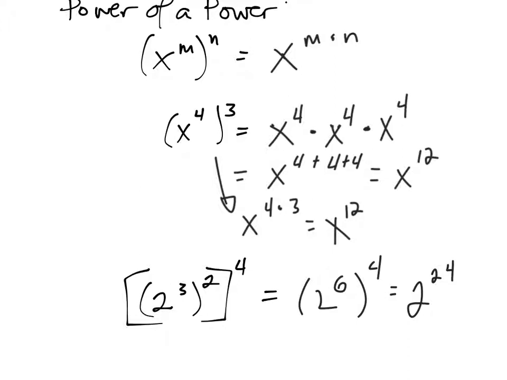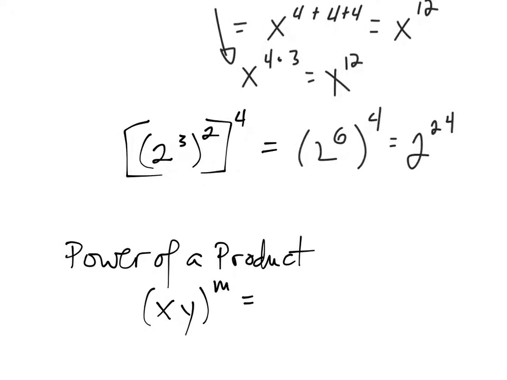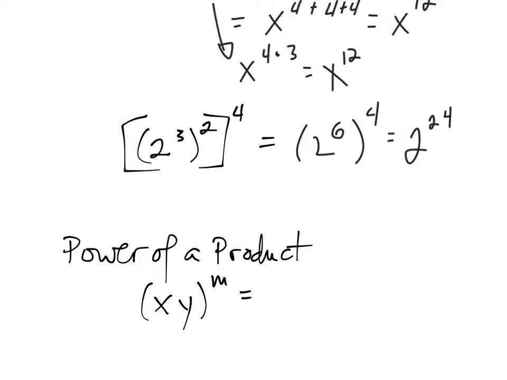All right. Now, from here, we need to talk about the power of a product. So this time we're talking about what happens when I have a set of parentheses, and inside the parentheses stuff is being multiplied together, and then we raise that to a power. So all that happens here is each thing gets that power. So this becomes x to the power of m and y to the power of m. So each one gets that power.